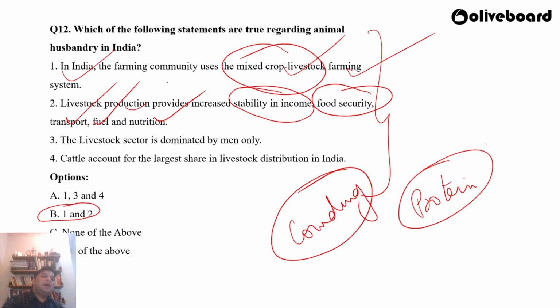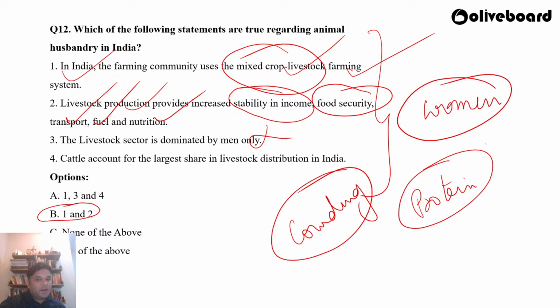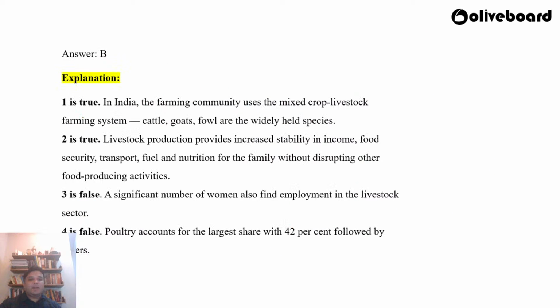So 1 and 2 are correct. Now the third statement, the livestock sector is dominated by men only, incorrect, right? मैंने थोड़ी देर पहले ही आपको बताया था women are also a part of dairy cooperatives in India. Cattle account for the largest share in livestock distribution in India. That's incorrect, right? It is actually poultry which accounts for the largest share with 42%, followed by others.